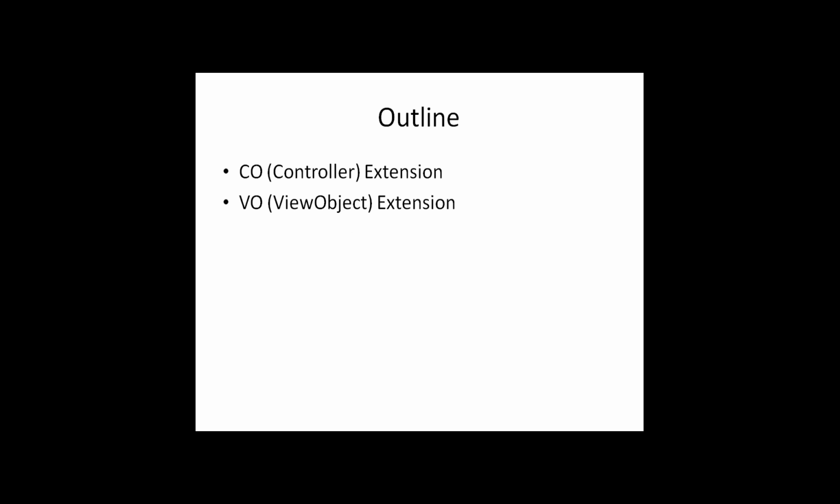And between CO and VO, mostly we use CO extension, because that is where the developer finds it handy to write the code, rather than in the VO or even the AM. We have other extensions also. CO extension is one of the major ones, then VO, and others like EVO extension as well as the AM extension.